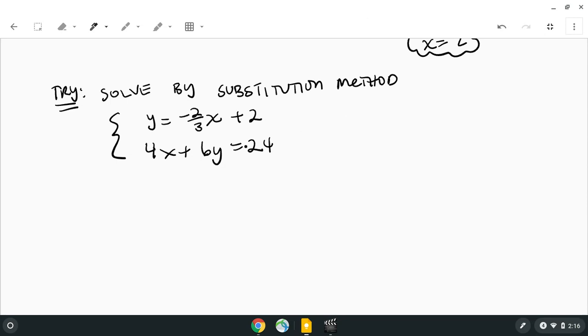Okay, so for substitution method, this one's already solved for y. So I'm going to take this and substitute it in for y over here. Instead of writing 6 times y, I'm going to write 6 times all of this in parentheses. So 4x plus 6 times y, and y, according to that first equation, is negative 2/3 x plus 2. Don't be afraid of those fractions.